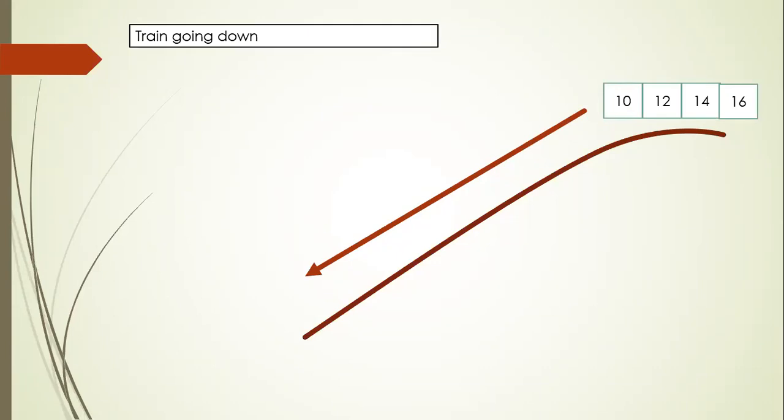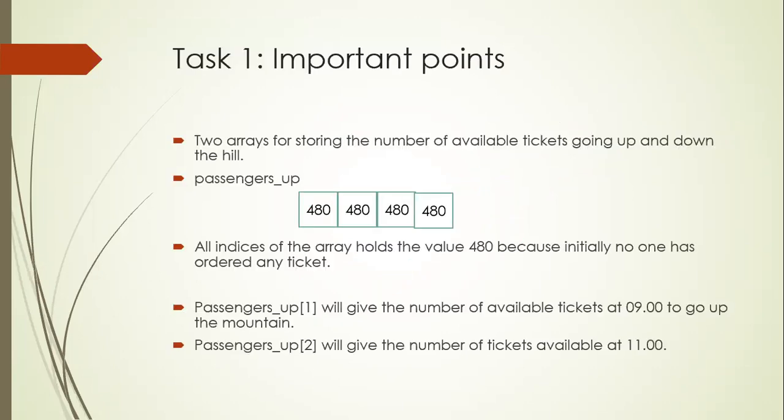And as you know, the times were separated by 2 hours in between. That is 10 plus 2, 12, 12 plus 2, 14, 14 plus 2, 16.